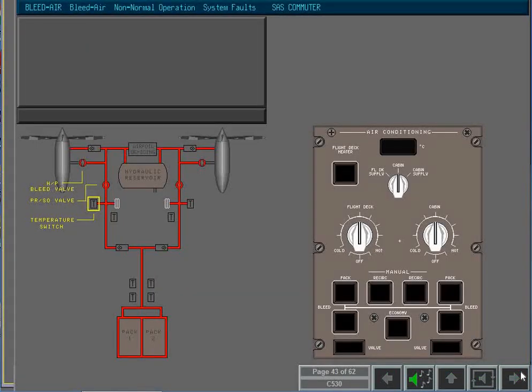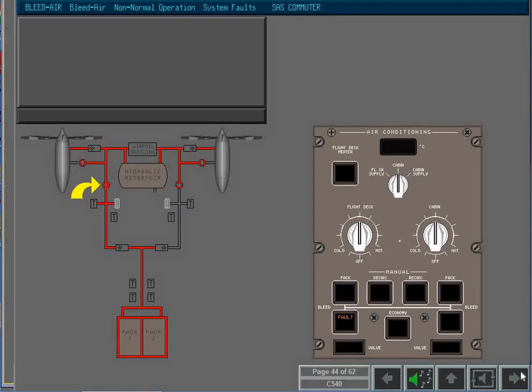If the temperature switches downstream of the pressure regulating shutoff valve are activated, the associated high pressure bleed and pressure regulating shutoff valve are closed. The relevant bleed fault is enunciated on the push button and a level 1 alert is presented.